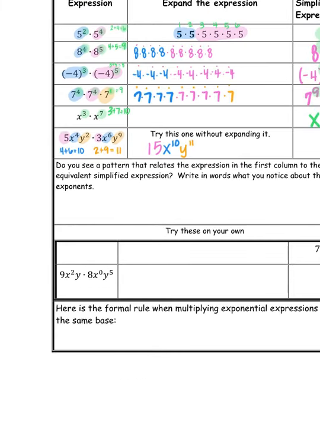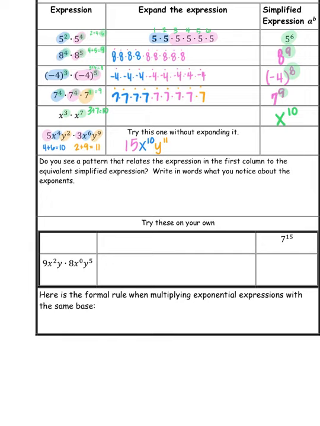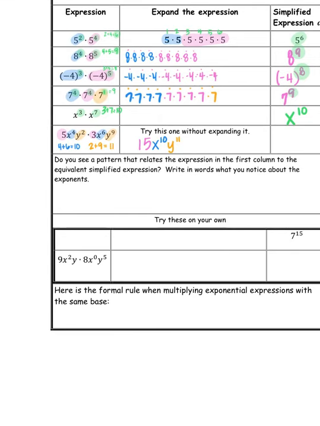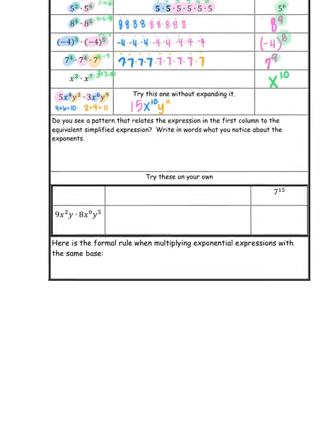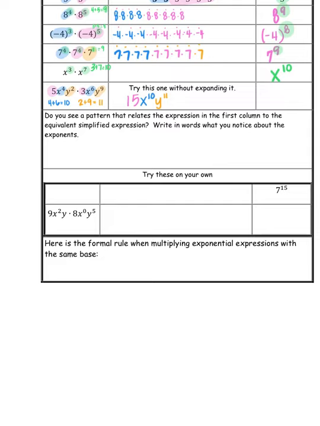Okay, so it says, do you see a pattern that relates the expression in the first column to the equivalent simplified expression? In words, what do you notice about the exponents? So again, this is just that you've added them, and you can write that out yourself there before you turn these in. This one says to try these on your own. So what I want here is a possible expression that we could use here, and then write it out in expanded form here, and your final answer is going to be 7 to the 15th.